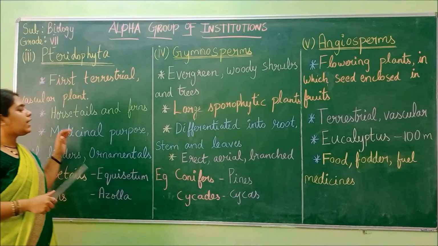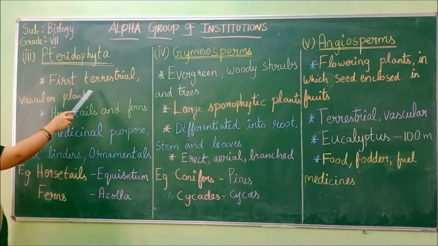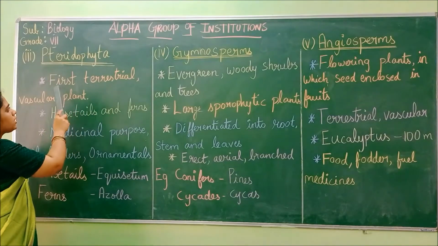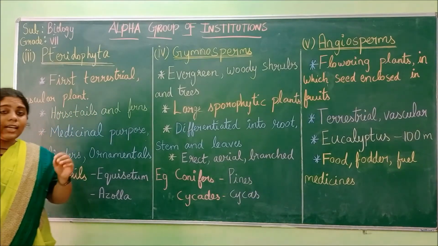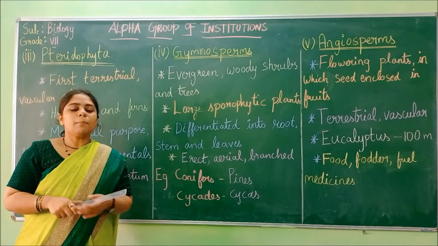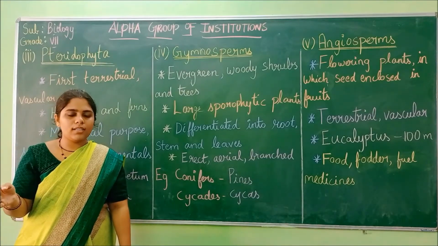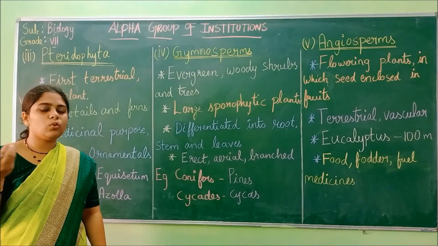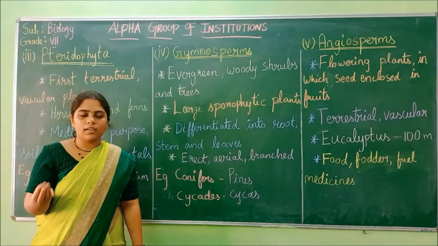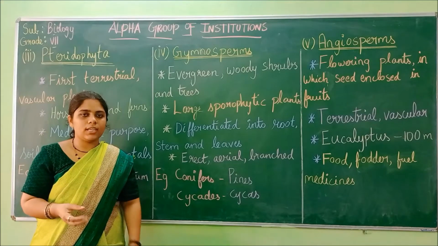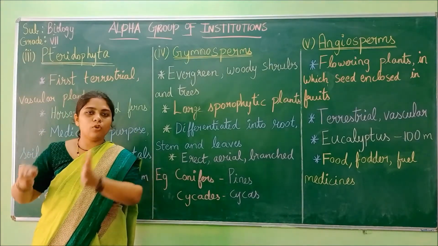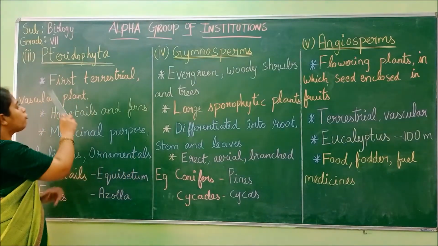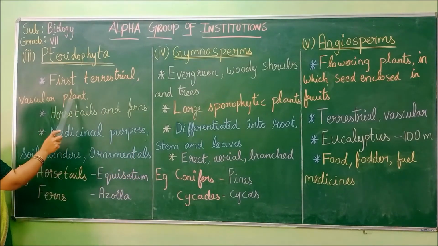So what they tell about pteridophytes is that they are vascular and terrestrial. Why do they say it is the first terrestrial plant? Because in the earlier classifications, the plants were not terrestrial and did not have vascular tissue, that is xylem and phloem. But now the presence of xylem and phloem has come. So that is why they say it is the first terrestrial vascular plant.